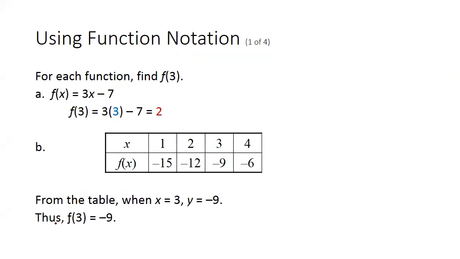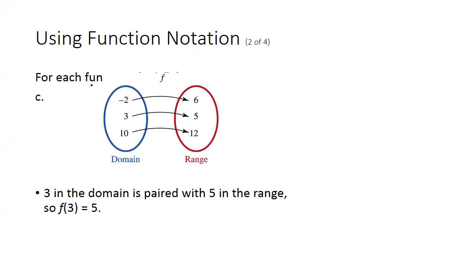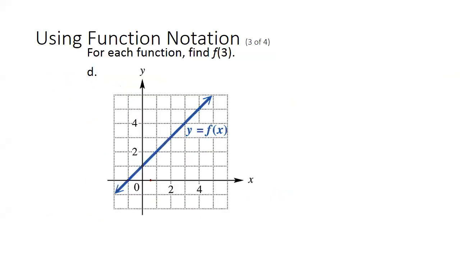So you can look at the table. In this case, when x is equal to 3, y is equal to -9, so f of 3 is equal to -9. So this is how you map the domain into values of a range. In this case, -2 maps to 6, and so on. So 3 in the domain is paired with 5 in the range, so f of 3 is equal to 5.